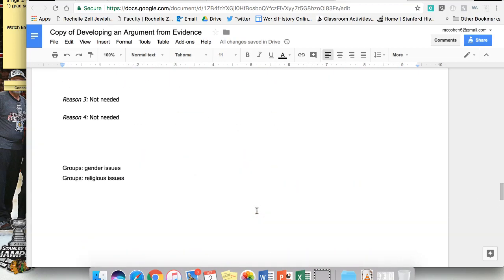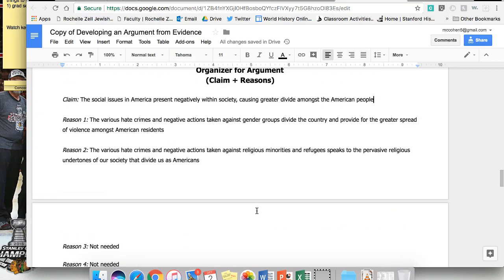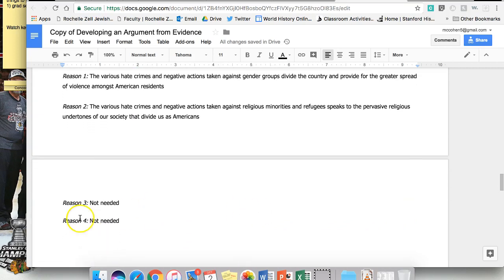After all of this, I've decided that I have come up with 2 reasons. You need to make 2 to 4. So either 2, 3, or 4, your choice. Here are the 2 that I've created. The various hate crimes and negative actions taken against gender groups divide the country and provide for the greater spread of violence amongst American residents.